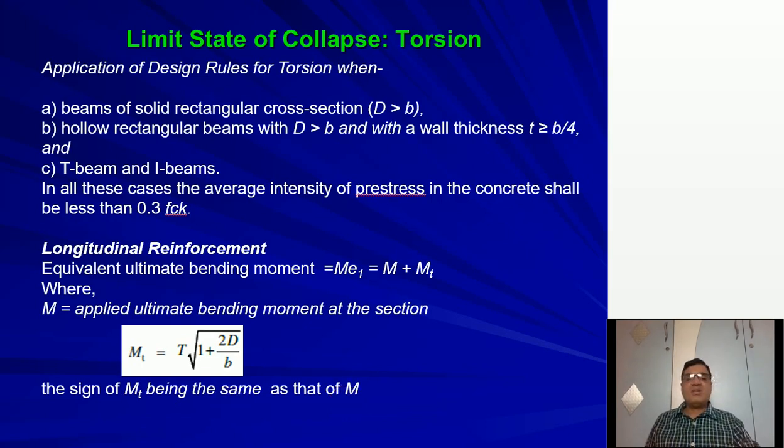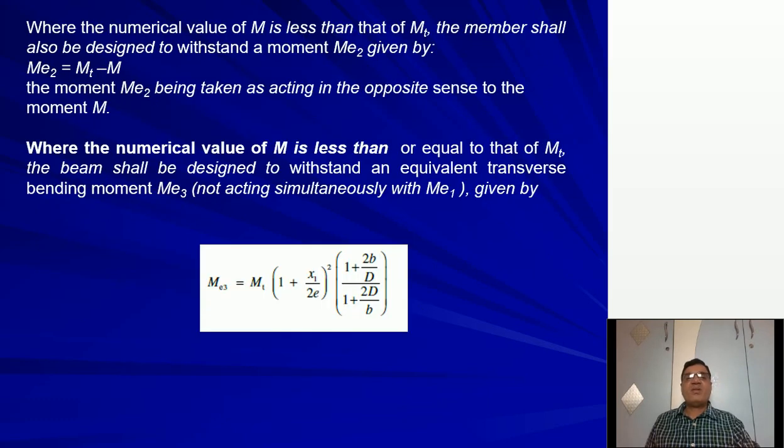Well, now where the numerical value of M is less than that of MT, the members shall also be designed to withstand a moment ME2 given by. So earlier we saw ME1, now this is ME2. ME2 is MT minus M, the moment ME2 being taken as acting in the opposite sense to moment M. So it is in the opposite direction, where the numerical value of M is less than MT.